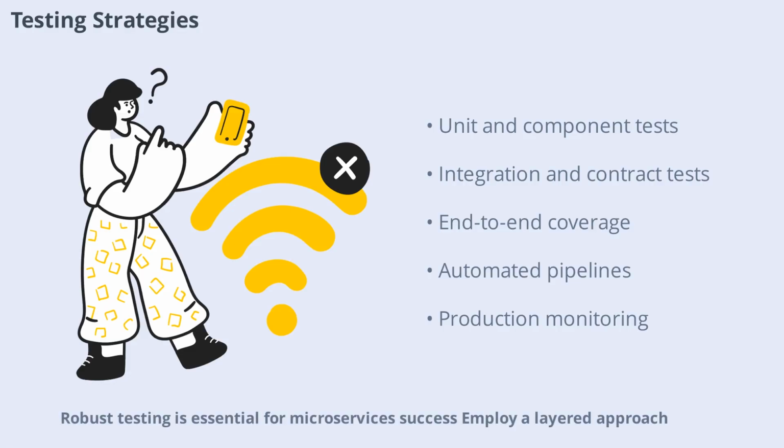Robust testing is essential for microservices success. Employ a layered approach: unit tests for individual classes, component tests for single services, integration tests for service interactions, contract tests for API agreements, and end-to-end tests for complete workflows. Use mocks and test doubles to isolate dependencies and automate tests as part of your CI/CD pipeline. In staging and production, run synthetic transactions, canary tests, and fault tolerance checks to ensure reliability. Comprehensive testing builds confidence and supports rapid, safe deployments.